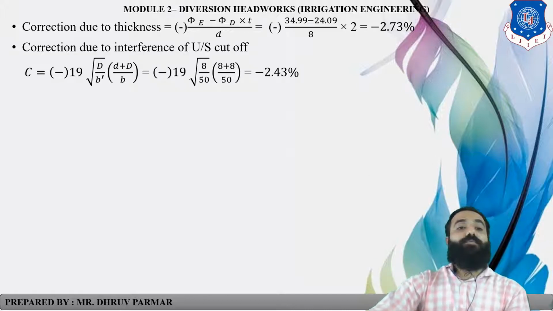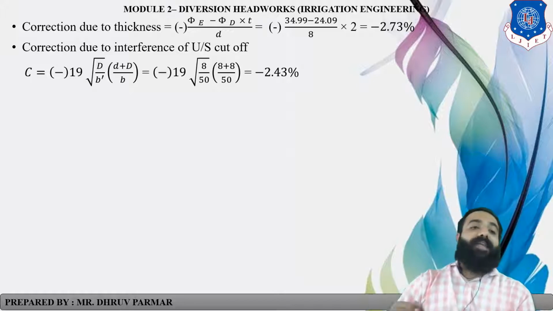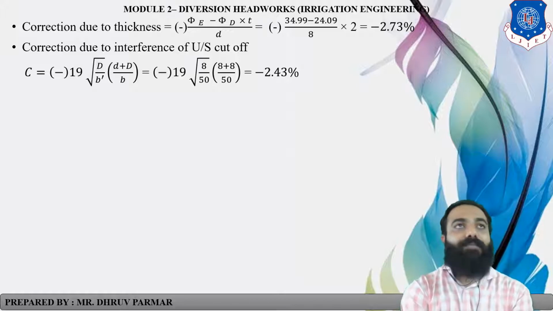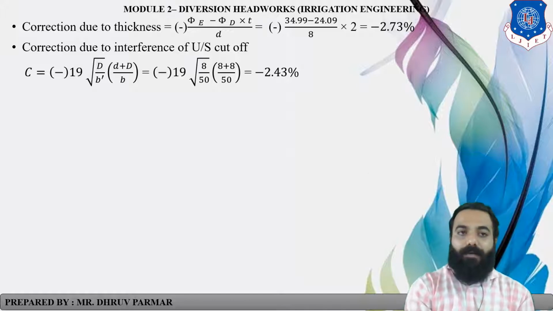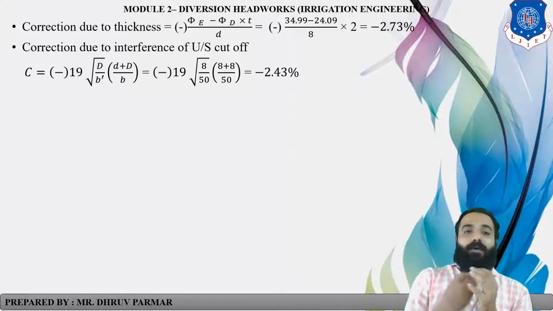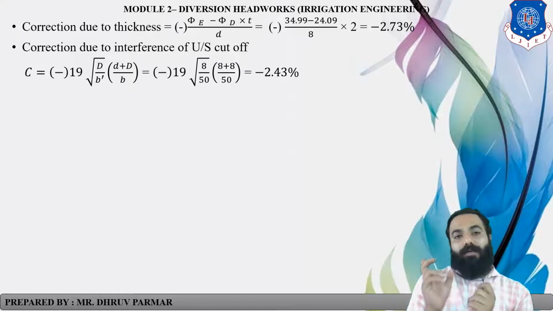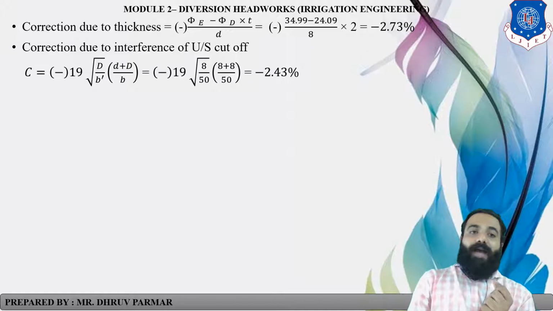Next is the correction due to interference of the upstream cutoff. The formula is the same: 19 times the square root of D by B dash, multiplied by (small d plus capital D) divided by B. In this section, small d and capital D are obviously different: the depth of pile for the downstream section is 8 meter, and the depth of pile for the upstream section is 4 meter. So capital D is equal to 8 and small d is equal to 4.